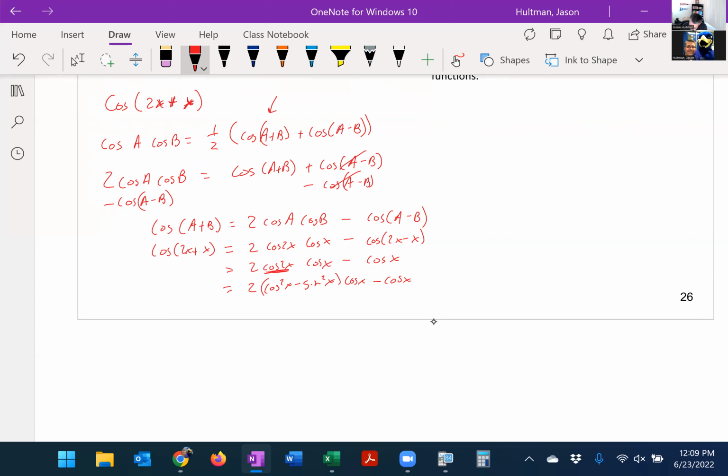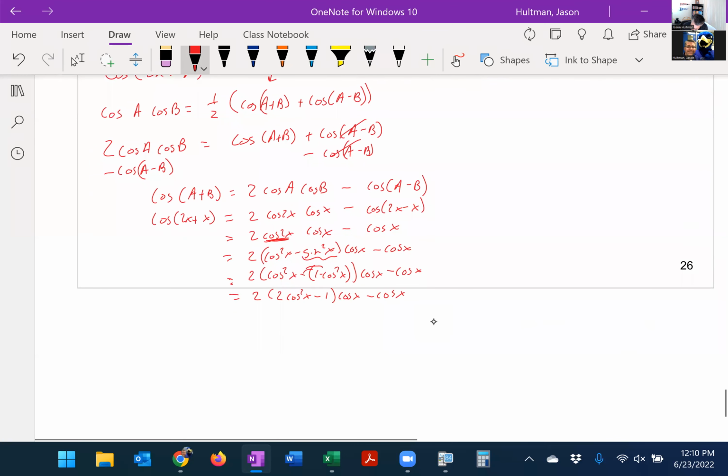Yeah, it does help. I can change this sine squared to a cosine squared. So this becomes 2 times cosine squared x minus 1 minus cosine squared x, times cosine x minus cosine x. And this is equal to 2 times, distribute, 2 cosine squared x, because I'm combining the cosine squared x with the other cosine squared x, 2 cosine squared x minus 1 times cosine x minus cosine x.